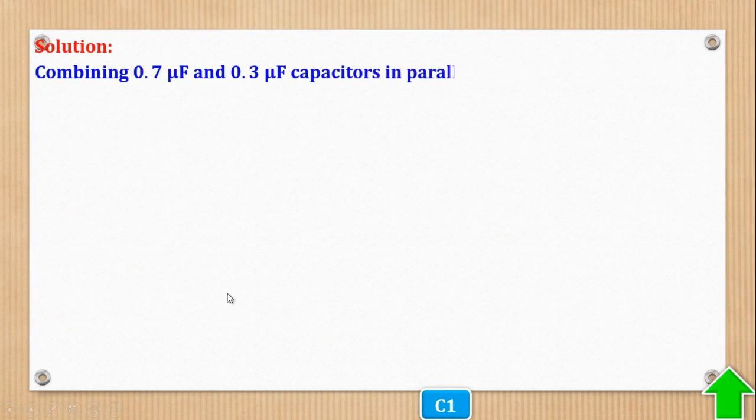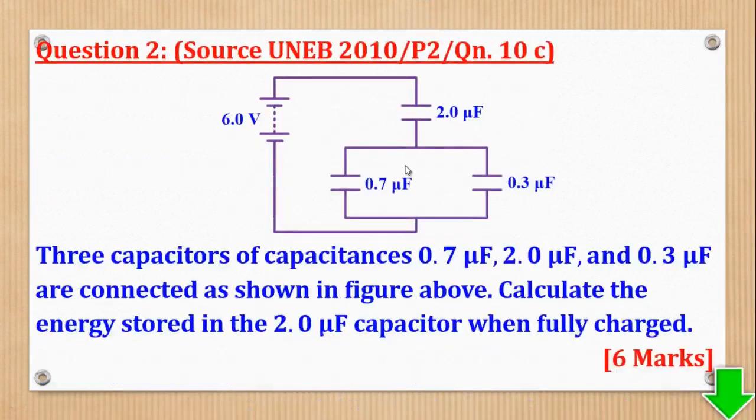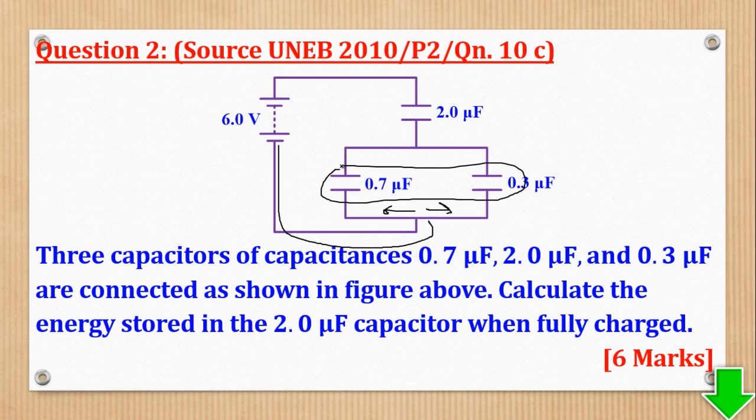So first is to get the effective capacitance. So we are going to combine capacitors 0.7 and 0.3 in parallel. So I think we realize that these ones are in parallel because if charge flows up to here, it has to divide, one this side and one this side. Now because charge is different, it implies that these two are in parallel. So you are going to first combine them to get one capacitance in parallel.